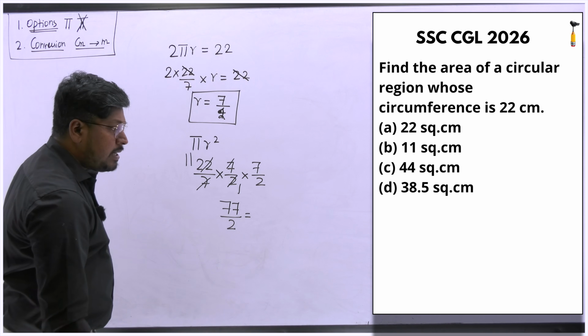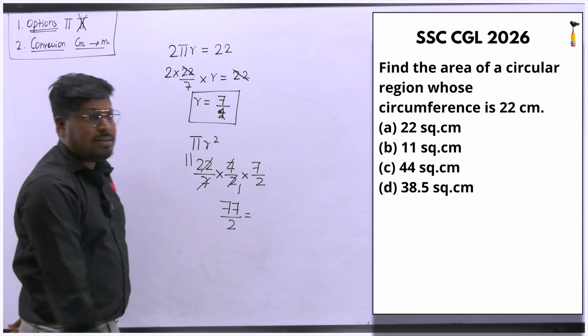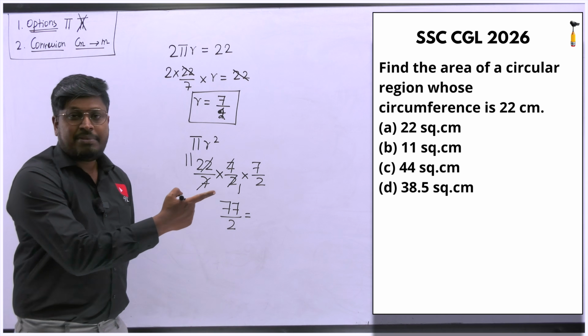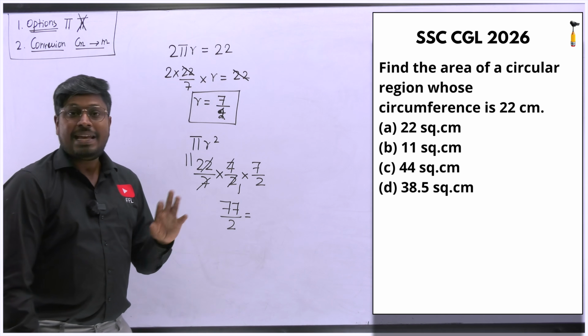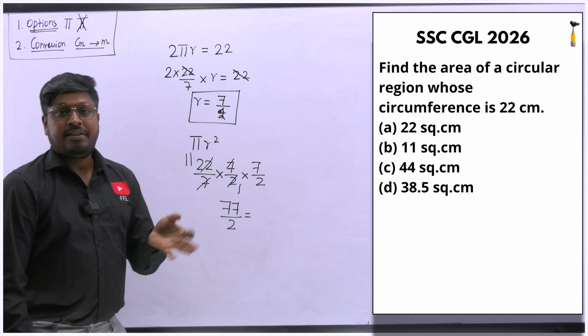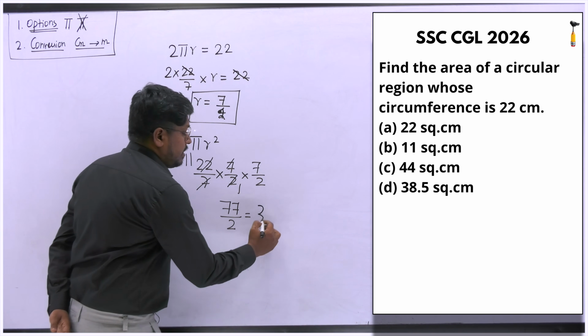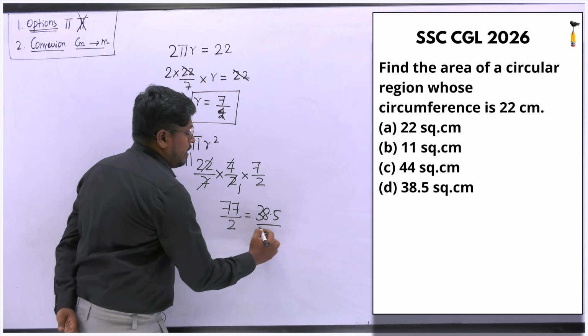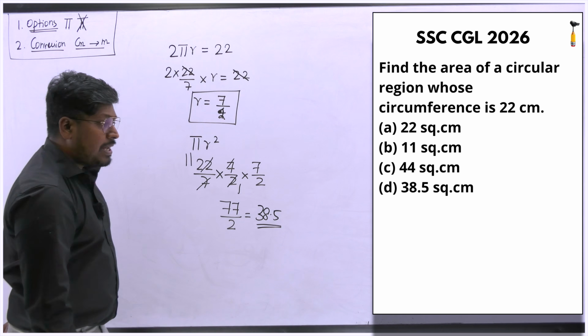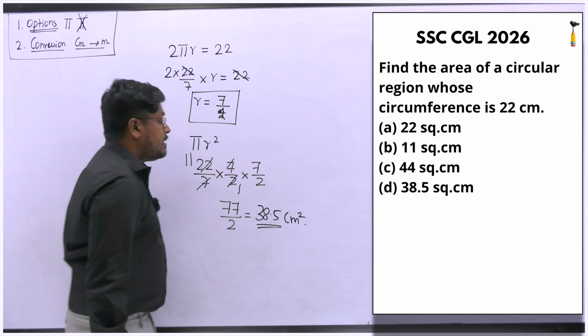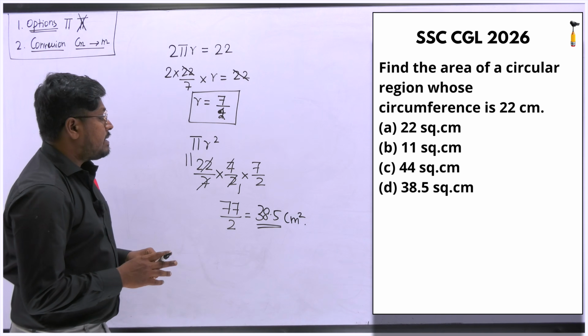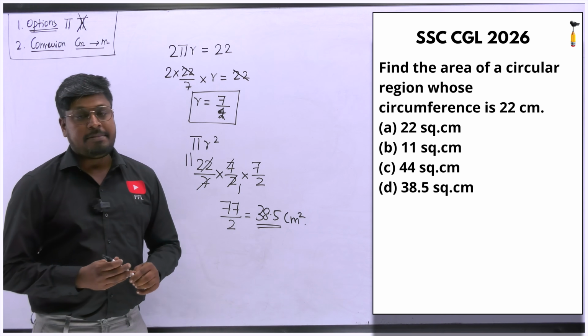Will all the values be in decimal points? Yes, the last value you can see is in a decimal point. I think that will be the answer, because 77 by 2 is 38.5. And all the values are in centimeter, so the area will be centimeter square. That's it. The answer for this question is 38.5 centimeter square.